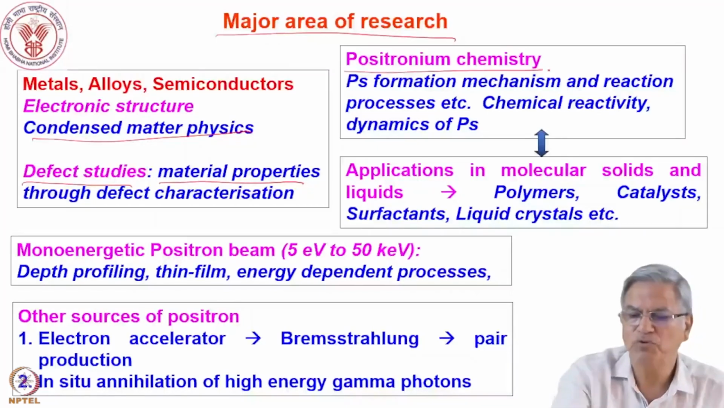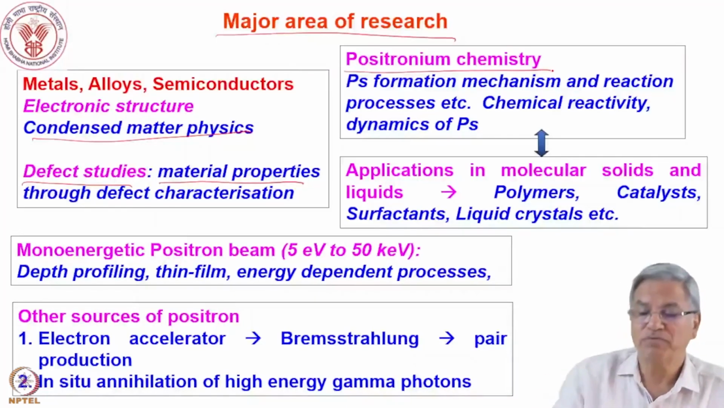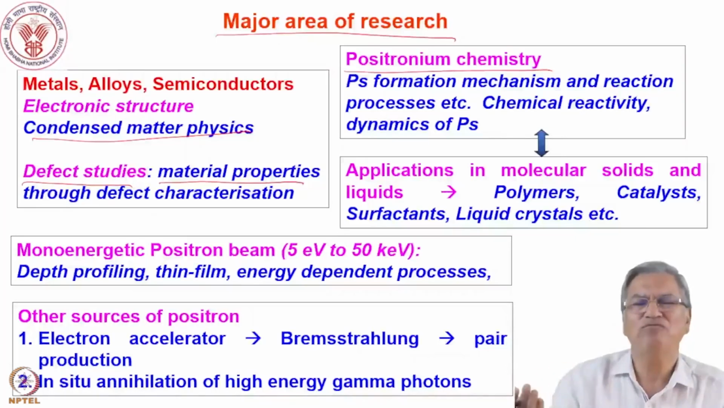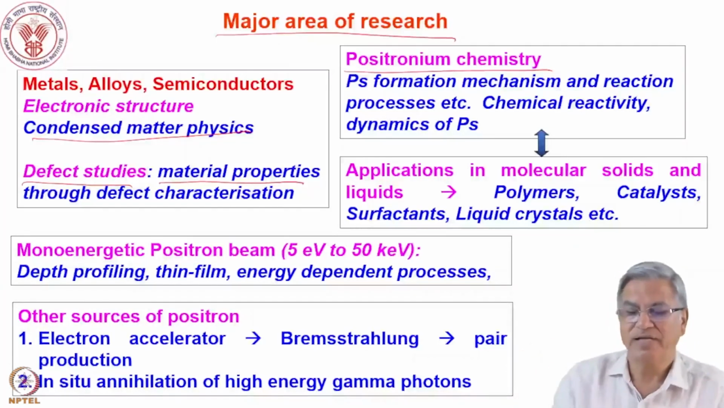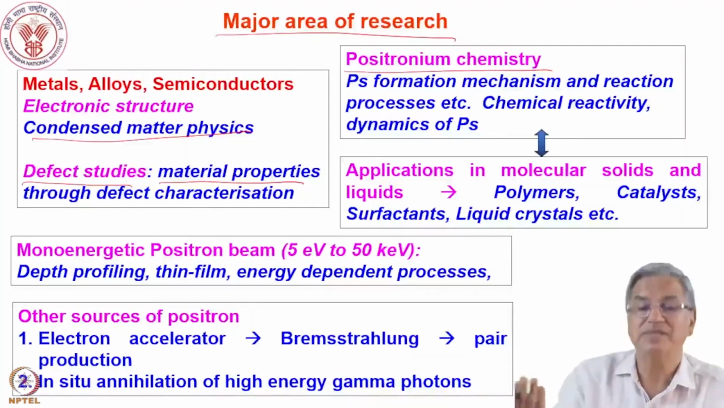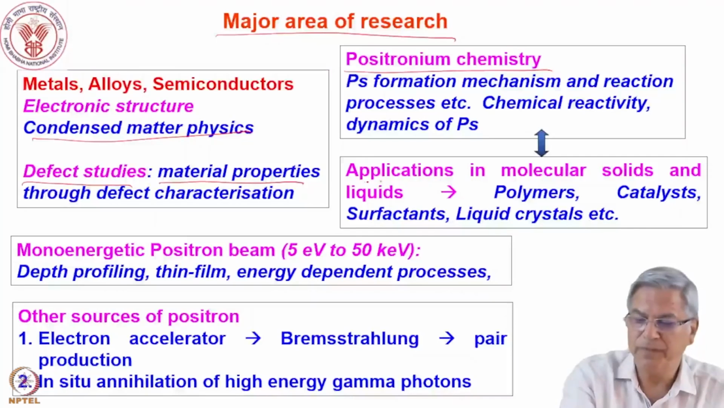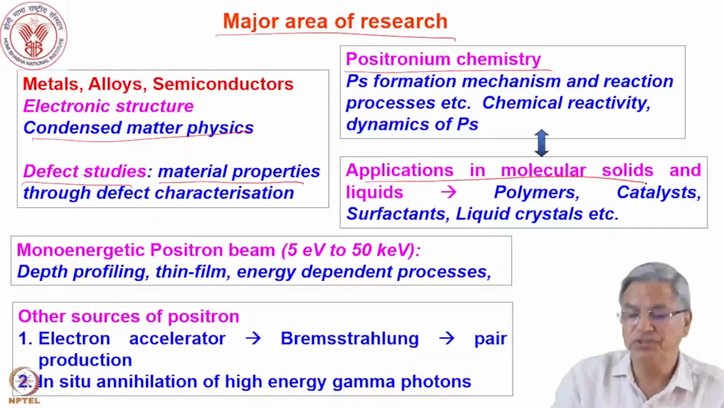And you have the positronium chemistry, the positronium atom formation mechanism, how the positronium is formed in different media, for example, water and benzene. You will find that the positronium formation is different in water and benzene. And their reaction processes, like what is the chemical reactivity of the positronium atom towards different species, and the dynamics of the positronium atom formation. And this is associated with the applications in molecular solids and liquids.